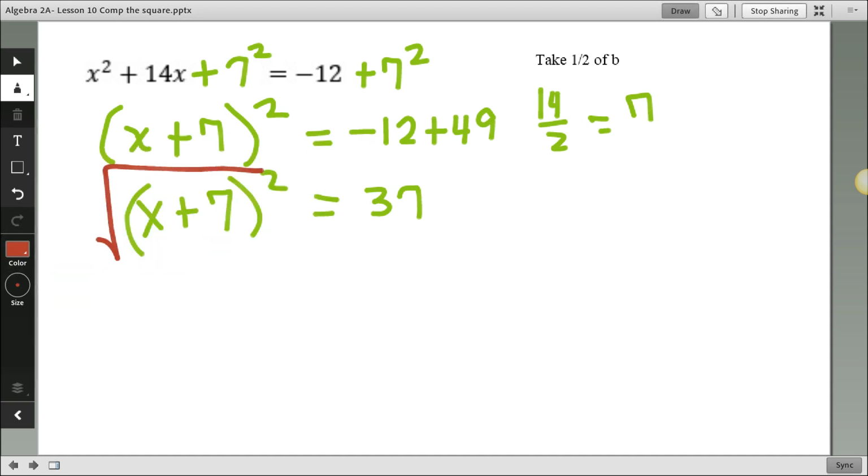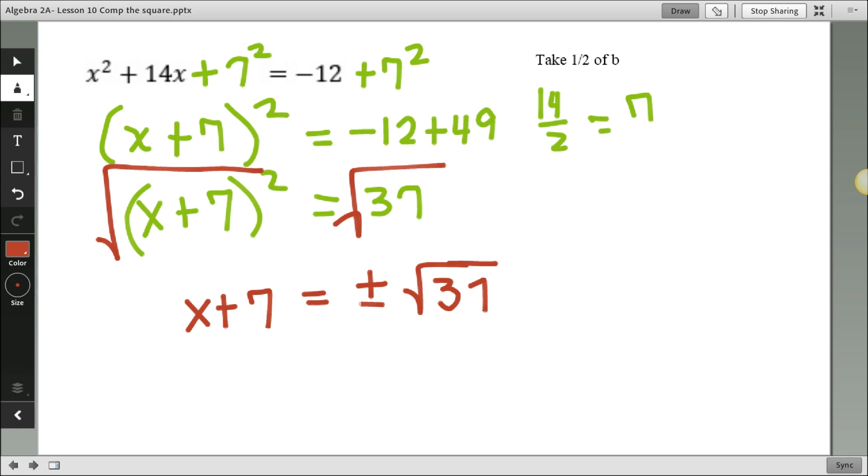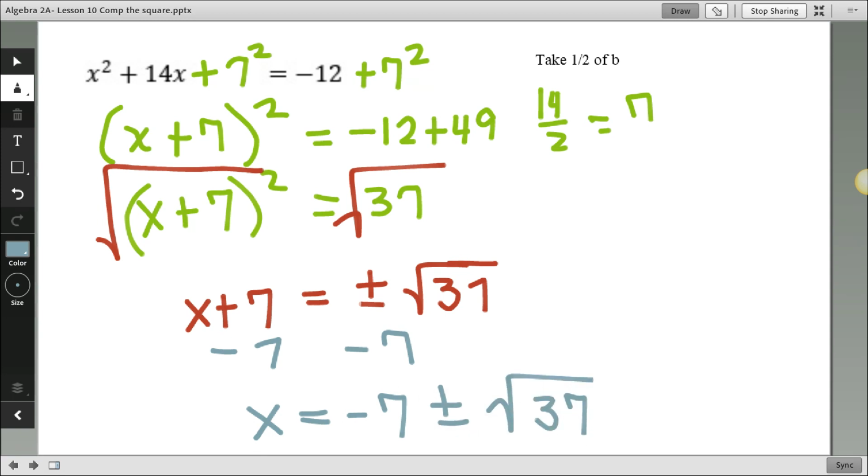And now we're just going to do what we did in the last example. We're going to take the square root of each side, and remember over here, we're going to leave the radical as a radical if it's not a perfect square root. We'll simplify it if we can, but otherwise we're just going to leave it. So this will be plus or minus the square root of 37. And so now we're just going to solve for x. Subtract 7, and then x is going to equal negative 7 plus or minus the square root of 37.